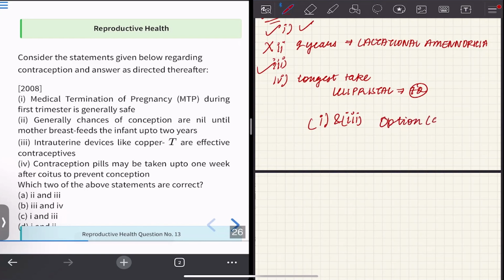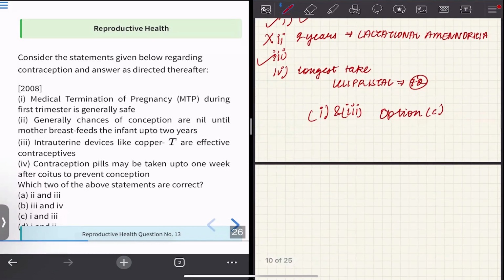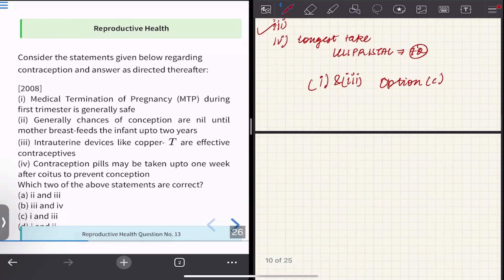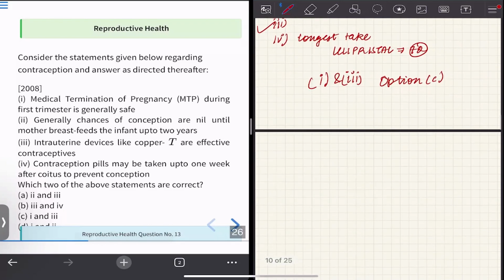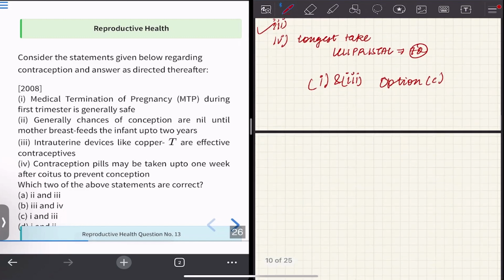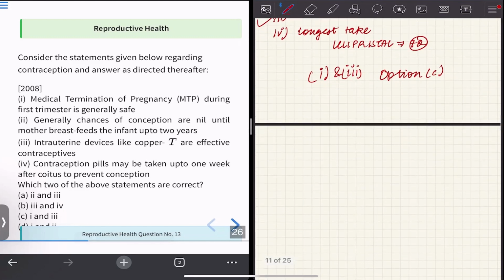You need to make sure that you are reading the question well so that you know whether they have asked for the correct one or the incorrect one. There is just a slight change. If they ask which two of the following are incorrect, the answer would be second and fourth. So it would be a totally opposite question.